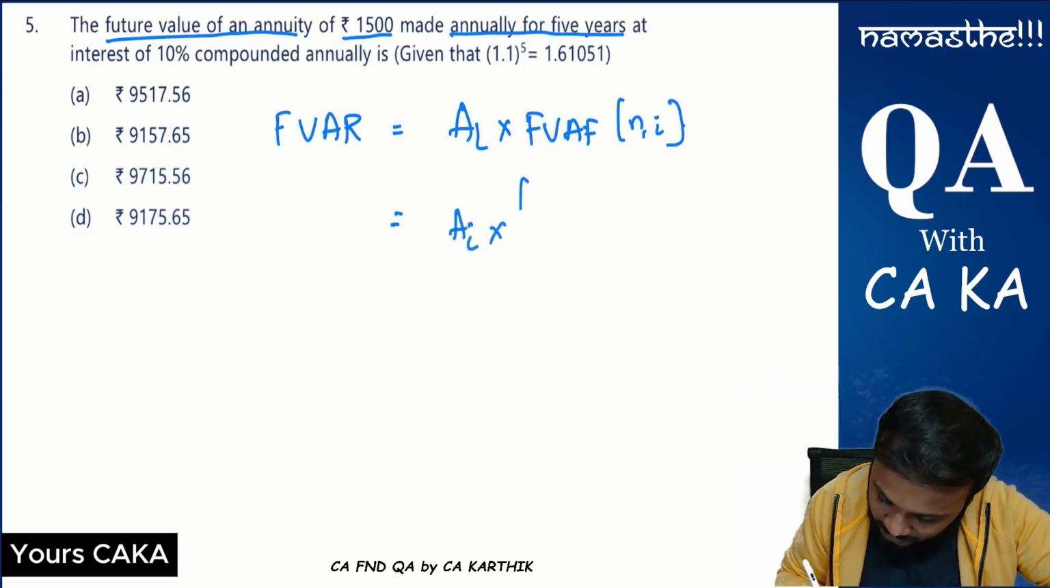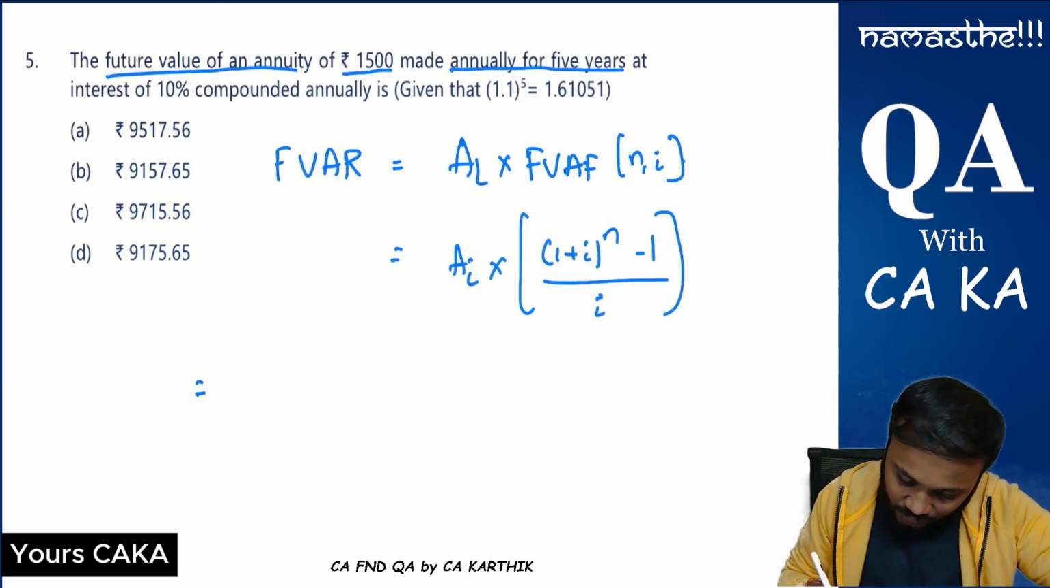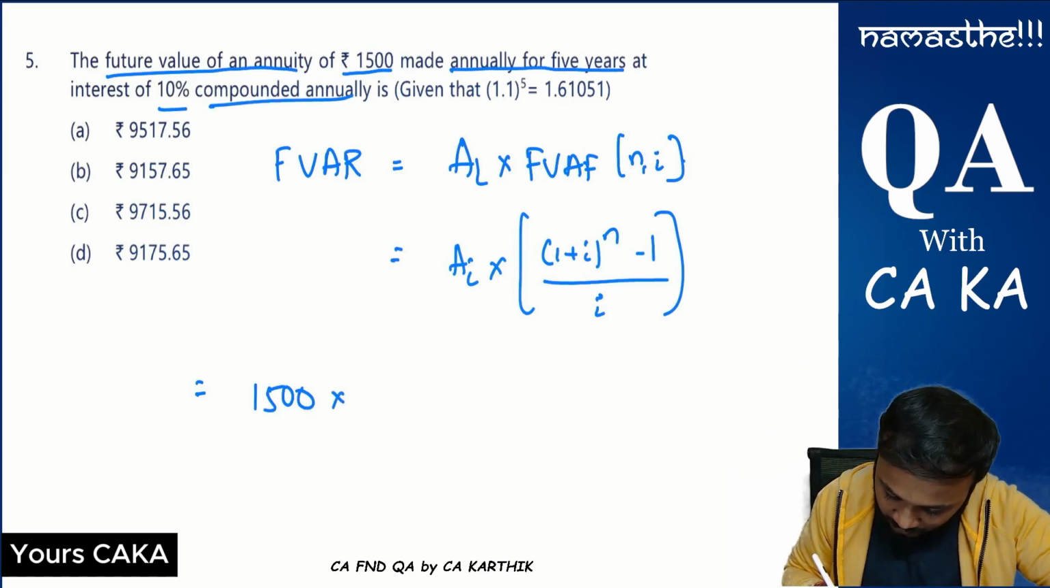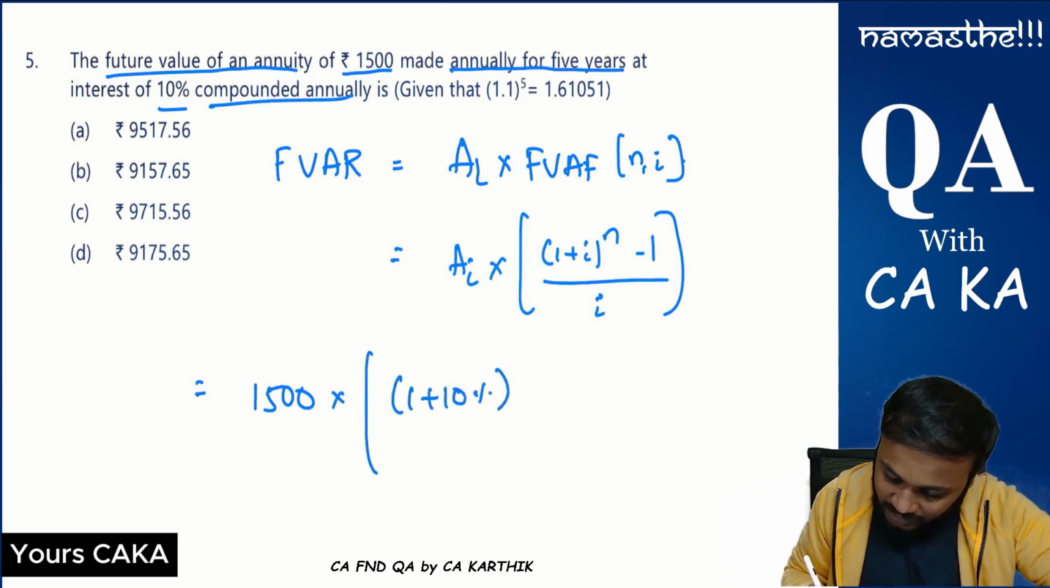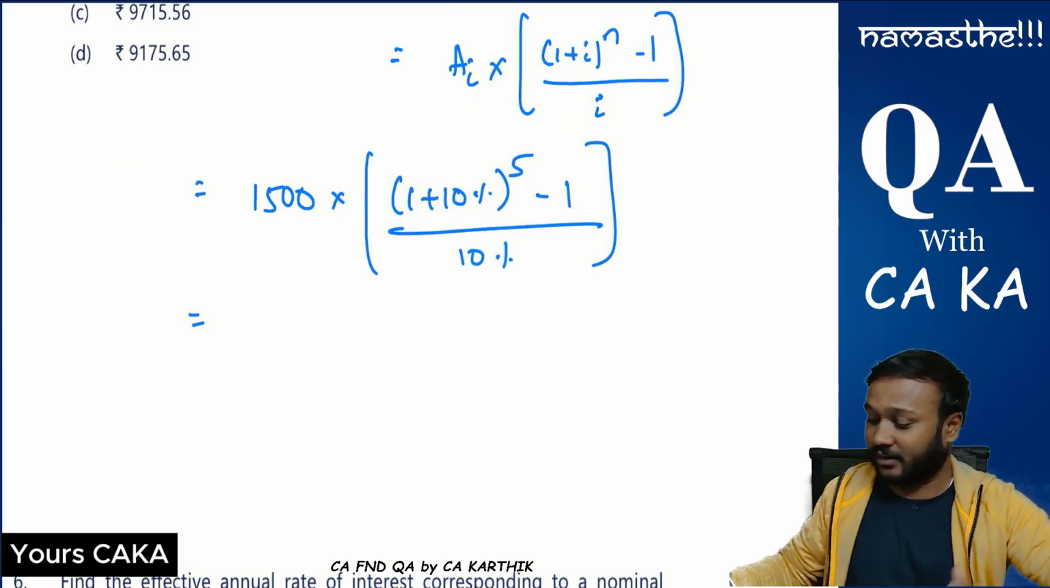This can also be written as 1 plus i whole power n minus 1 by i. Now, when you apply this, what is the amount? 1500, at the interest rate of 10% compounded annually, they mentioned. So, into 1 plus 10% whole to the power of n is nothing but 5 minus 1 by 10%. Whatever is in the bracket, please try to calculate in the calculator itself.